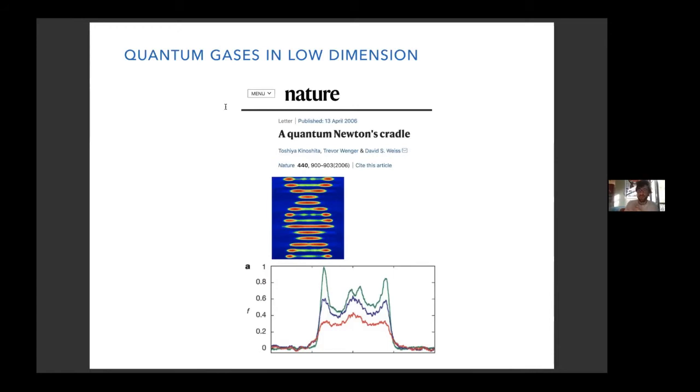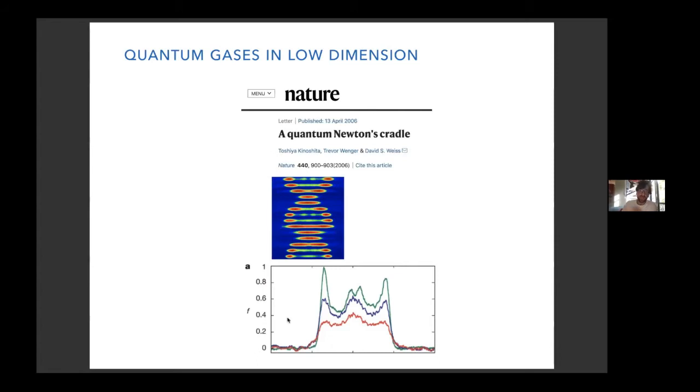This was 2006, so in a sense a long time ago. There, in the quantum Newton's cradle, the experimentalists prepared a gas of cold atoms in a quasi one-dimensional trap, and basically at time 0 they gave a pulse to this gas such that half of the gas was going in one direction and half had momentum in the other direction, and the gas was oscillating in a harmonic trap. And after many collisions, they saw that this gas was failing to thermalize.